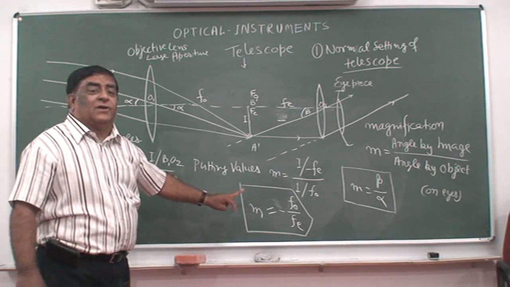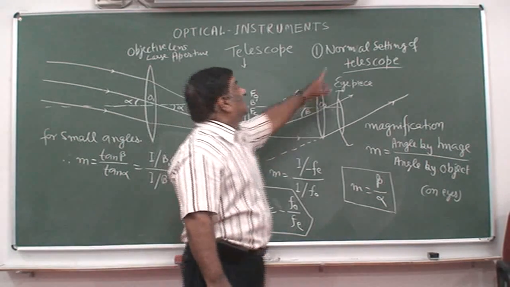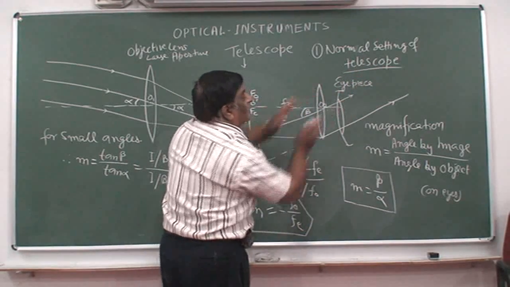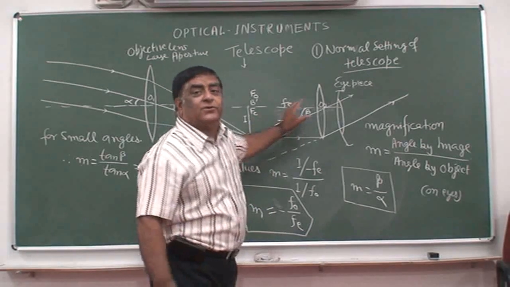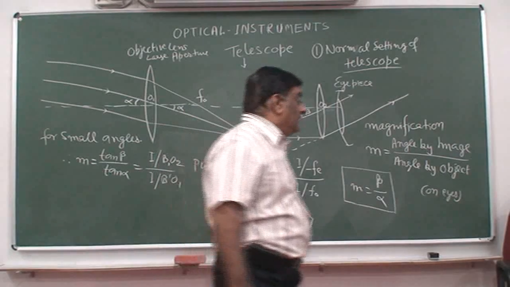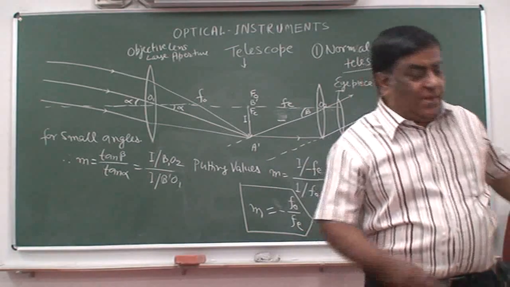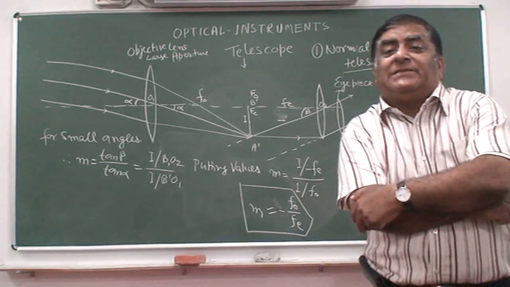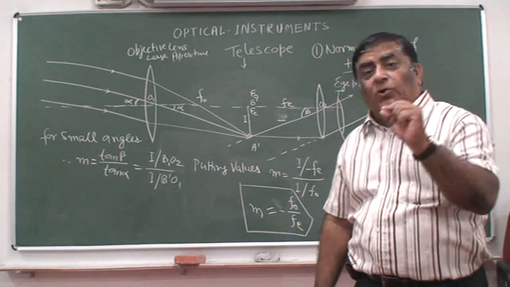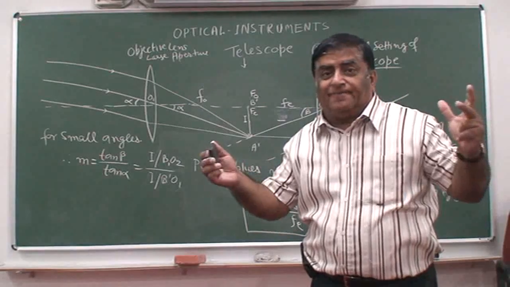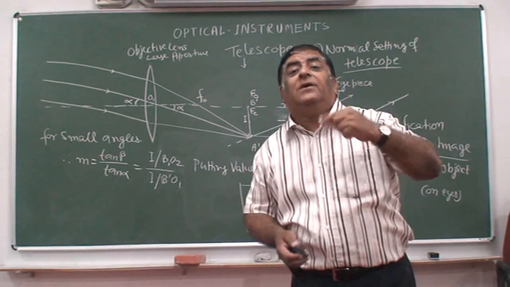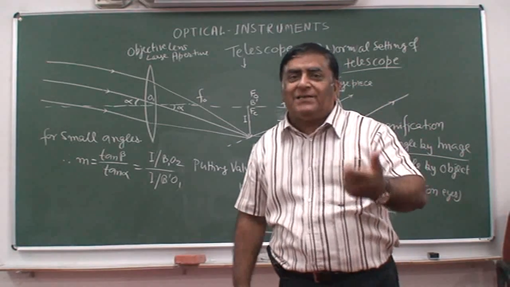So this is the magnification of the telescope, but in which case? Normal setting. Normal setting means the rays are coming parallel to the eyes and the eyes are relaxed. This is the normal setting of the telescope. Now the second setting we will see is the setting for distinct vision. When we want to see the objects larger than this, and it should be more distinct, resolution should be more. Is there a setting? Yes, there is a setting.